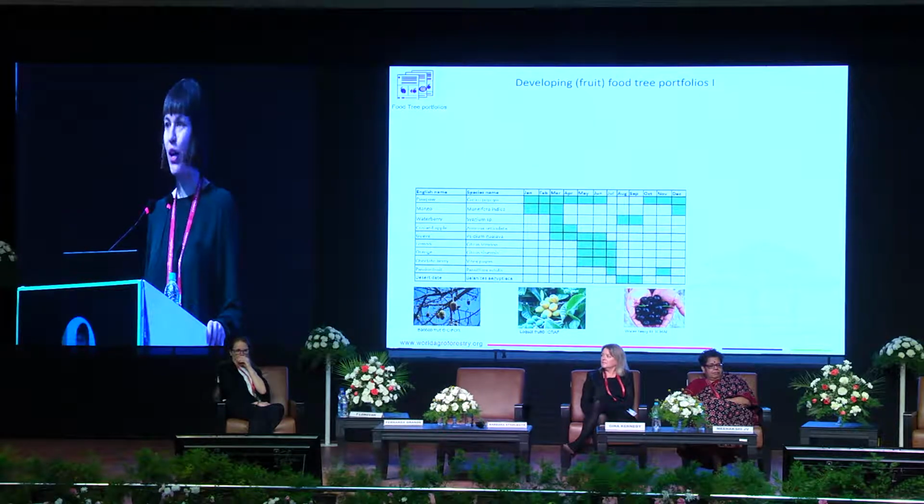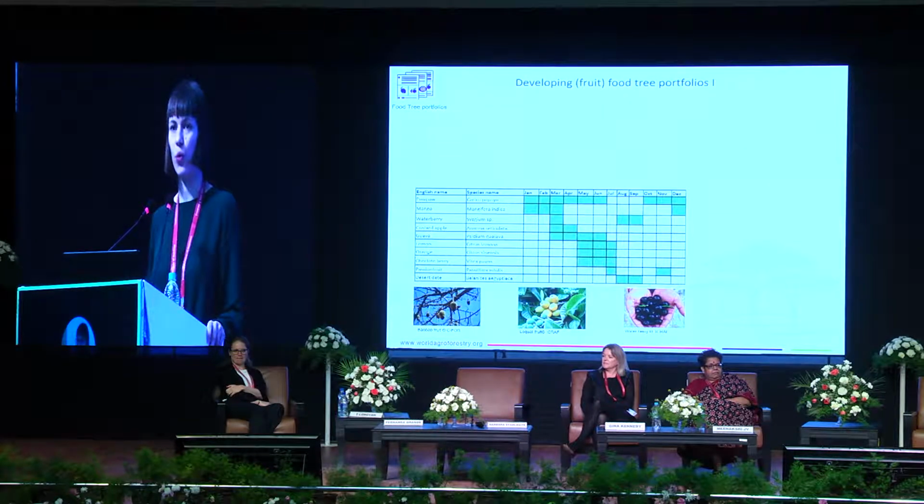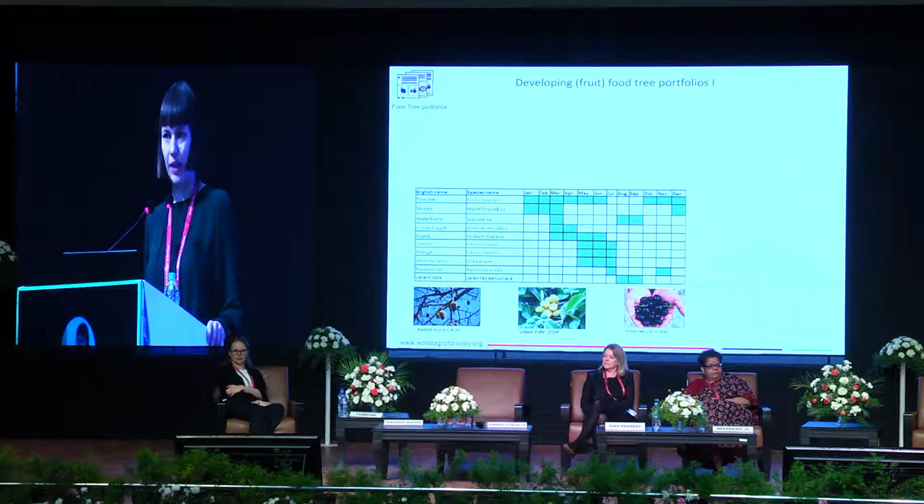Here you can see a fruit tree portfolio, because the project is building on a previous one which was focusing mainly only on fruits. So first of all, this is the calendar, what you see, that is being developed together with the farmers to understand which trees provide at which time of the year fruits for consumption, and what's shaded in green are actually the harvest seasons or the harvest months.